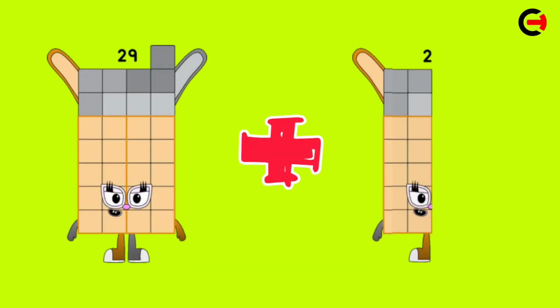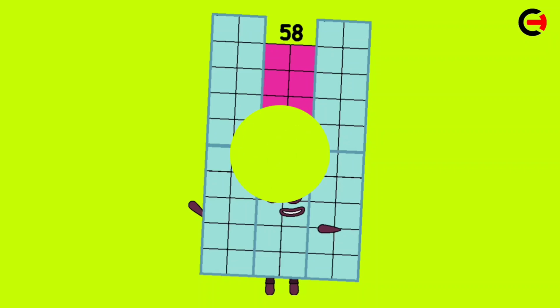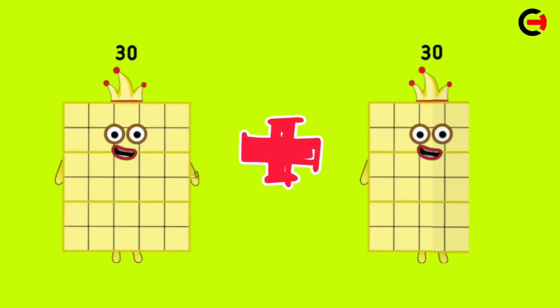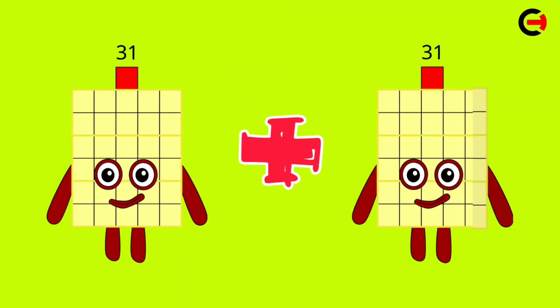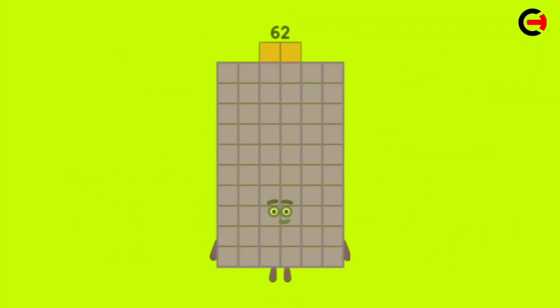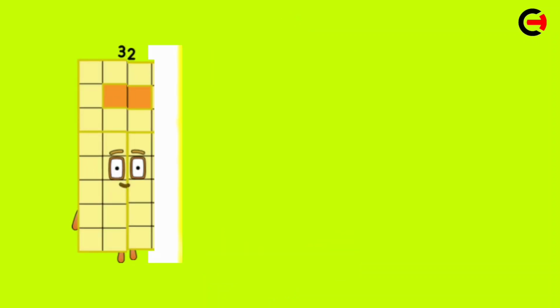29 plus 29 is equal to 58. 30 plus 30 is equal to 60. 31 plus 31 is equal to 62.